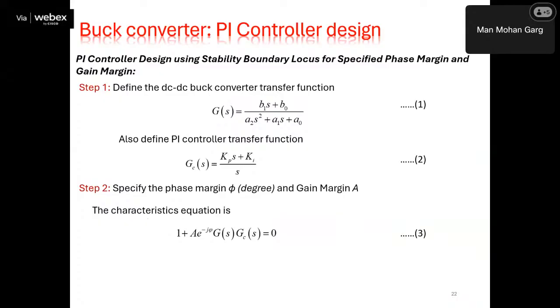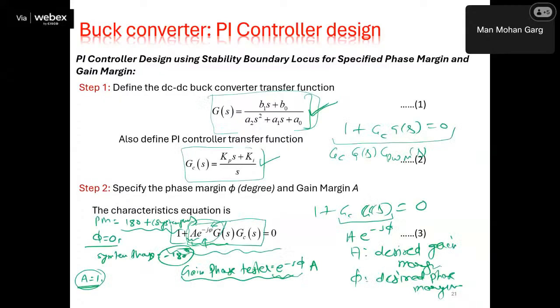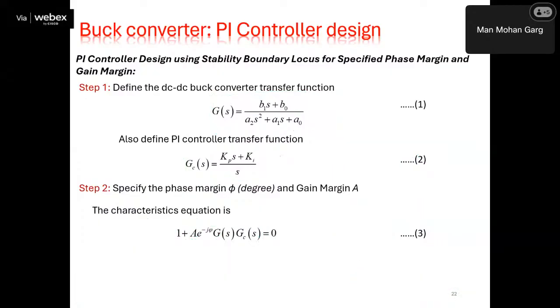Now, this is our equation. If this equation is satisfied, then we can say that whatever values of KP and KI satisfy it, that PI controller satisfies this gain margin and phase margin. So now let us find at what values of KP and KI this gain margin and phase margin will be met. That is our motto.